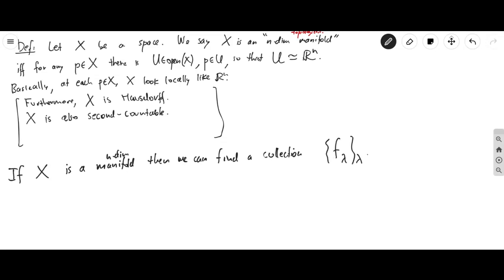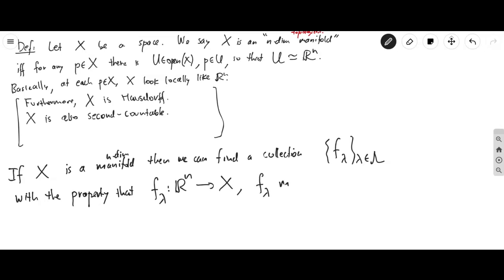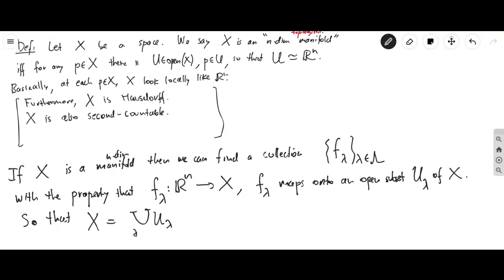of maps, possibly an infinite collection, but a collection of maps with the property that f lambda maps Rn into X. These are mappings from the n-dimensional Euclidean space into this more abstract topological space, and f lambda maps the n-dimensional Euclidean space onto an open subset, let's call it U lambda of X, so that X is then the union of all of these open sets.